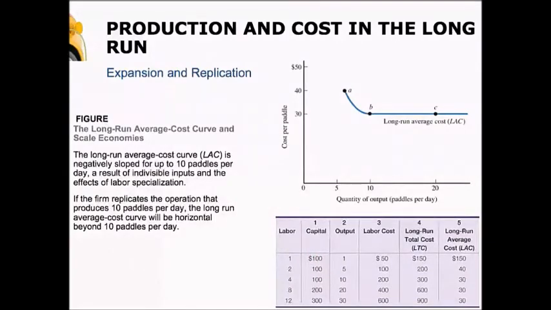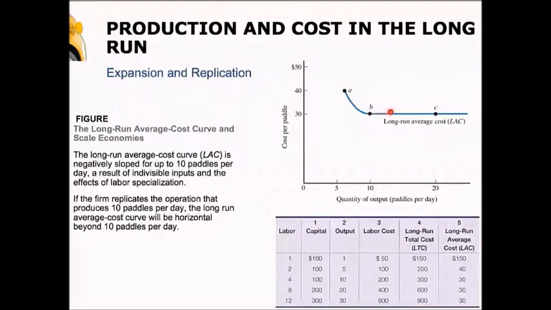We can see that for the initial 10 units of paddles per day being produced, we have the same level of capital. So these fixed costs get spread over different amounts of output. So we're able to increase output and spread the costs of the indivisible inputs, and we can get the effects of specialization of labor, which reduce long-run average costs. However, once we get to some amount of output, here it's at the point of 10 paddles per day, we have to increase the amount of capital that we use, and we've used up the effects of specialization of labor.